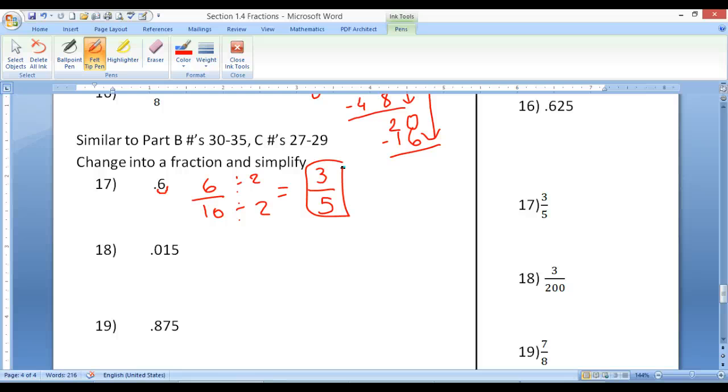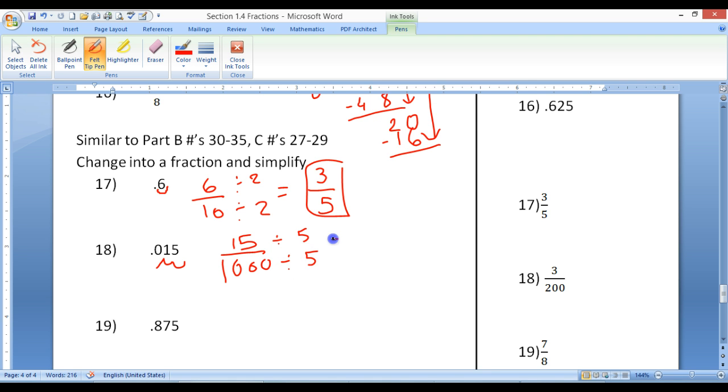Here I have 3 place values out. If you remember your chart, that's 15 thousandths. Another way of remembering that is I have 1, 2, 3 place values, or 3 decimal places. So I have 15 over 1 with 3 zeros. There we go. So now I just need to find what will go into both 15 and 1000. Because it is ending with a 5 and a 0, I know 5 will go into both of those. So let's go ahead and divide these by 5.